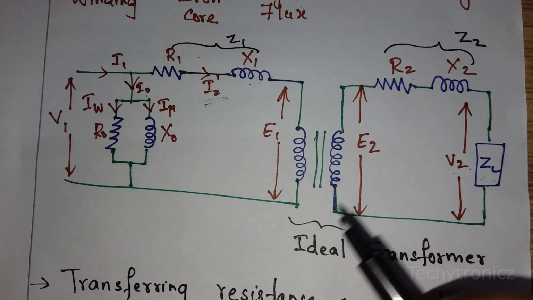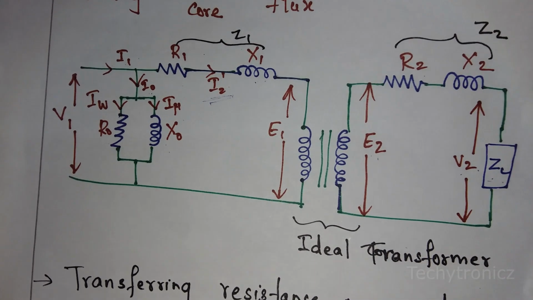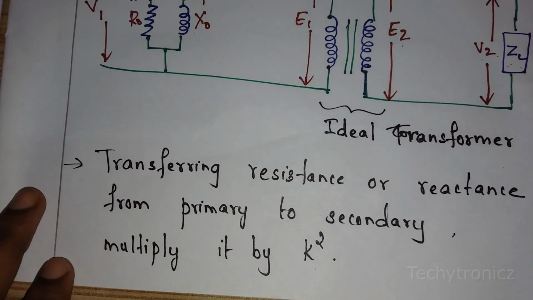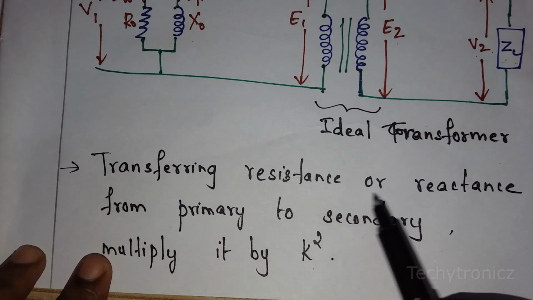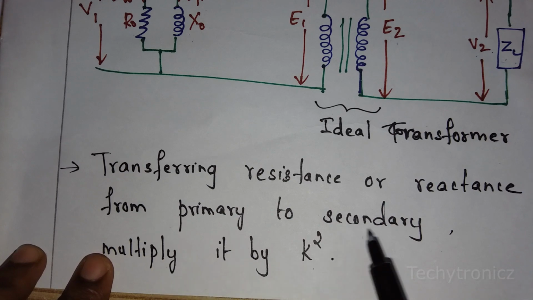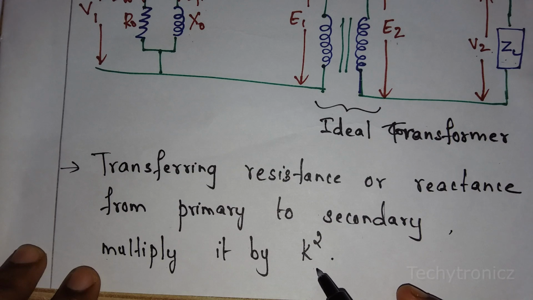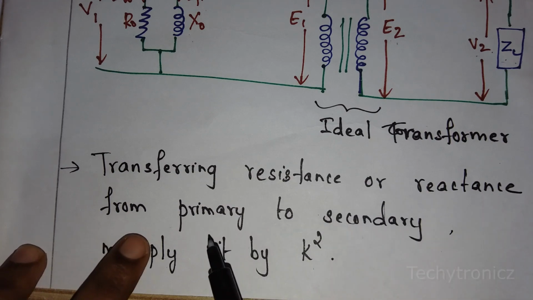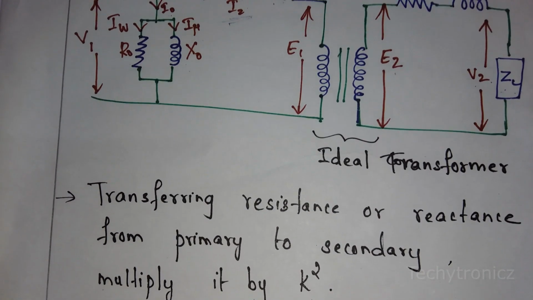To simplify this circuit, we go for some conditions. We will see the different conditions to simplify this equivalent circuit. The first condition is transferring resistance or reactance from primary to secondary: we have to multiply the terms by K square.